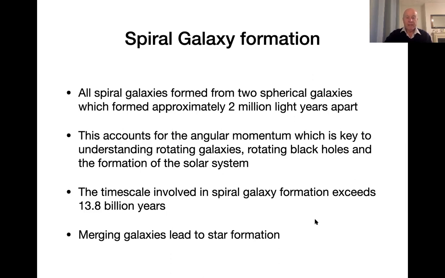And this process clearly takes a lot longer than 13.8 billion years. And it's merging galaxies that leads to star formation in the areas where the gas and dust becomes compressed, leading to the regions to form stars.